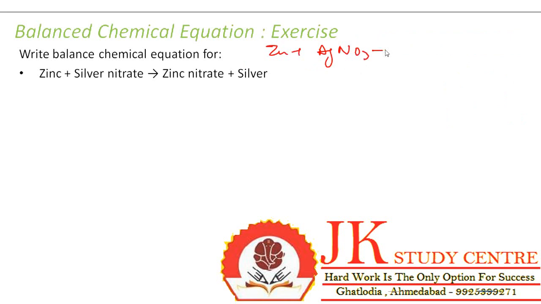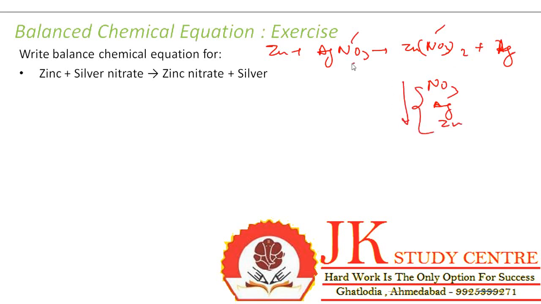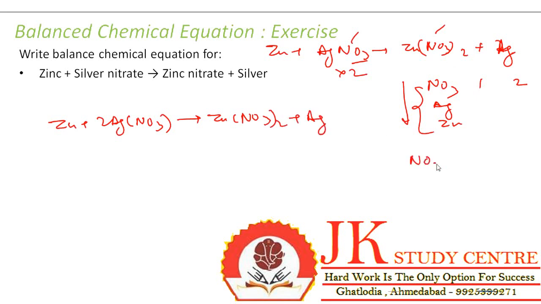Zinc plus silver nitrate gives you zinc nitrate plus silver. So if you see, there is an NO3 part here. So first we'll say NO3. Then metals we have zinc and silver. This is the order of my priority. We'll check first. This guy has 1 nitrate. This guy has 2 nitrates. We'll multiply this guy with 2, right? So what you get is zinc plus 2 AgNO3 gives Zn(NO3)2 plus silver.